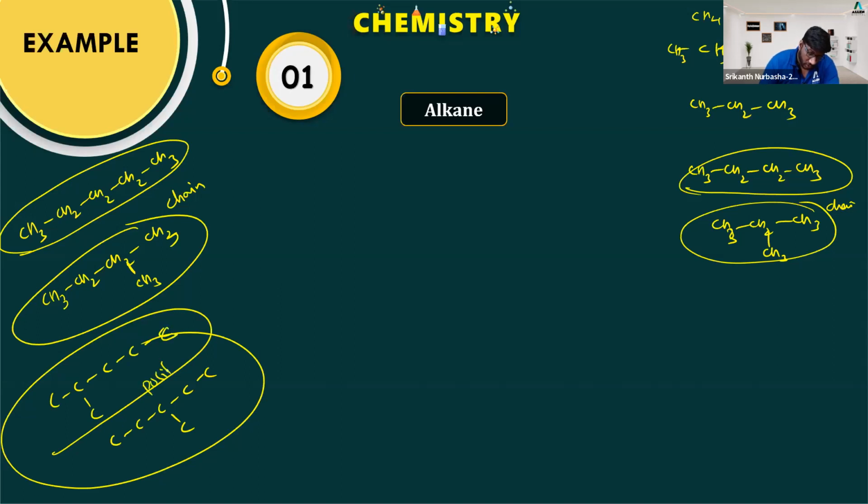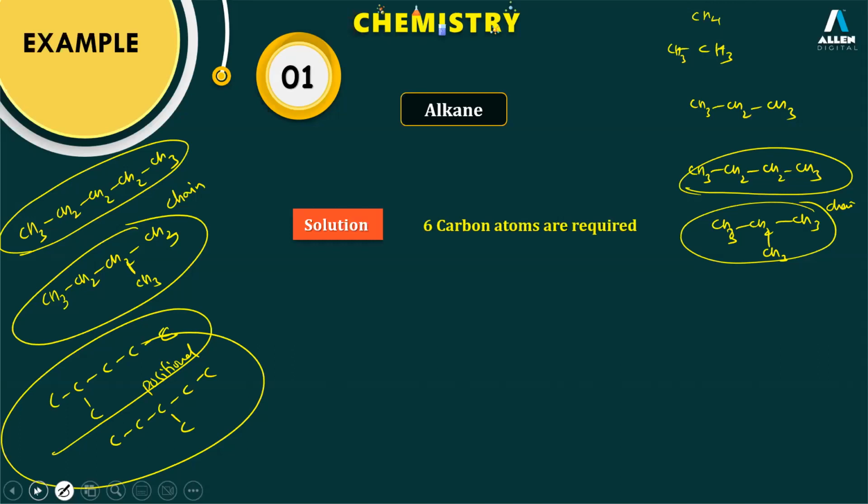So how many minimum number of carbons are required for alkanes to show positional isomerism? 6 carbons are required.